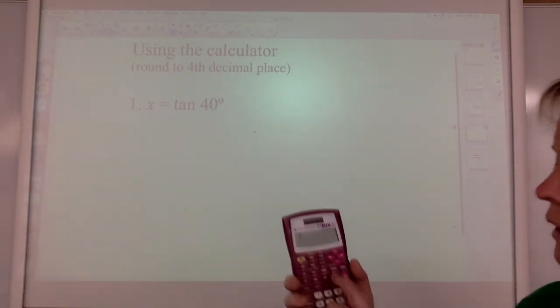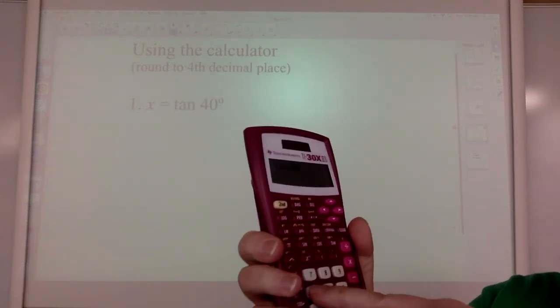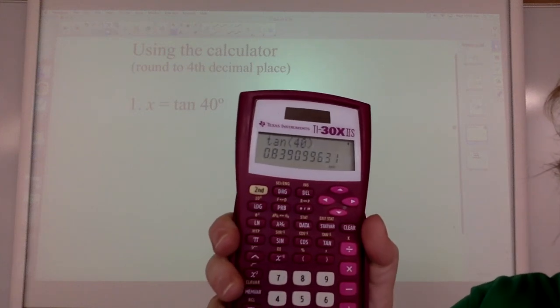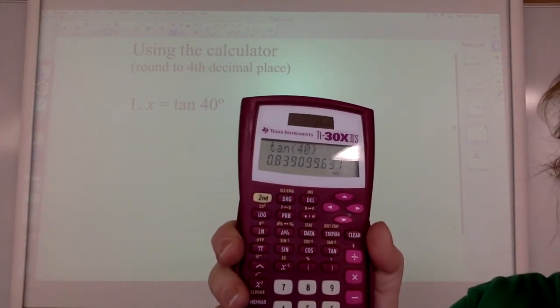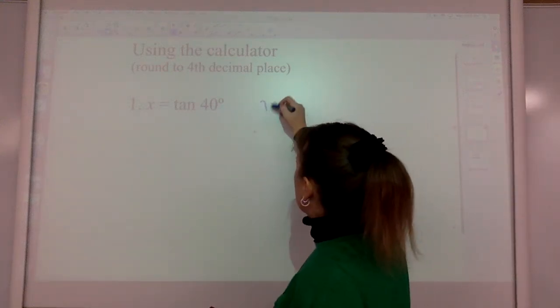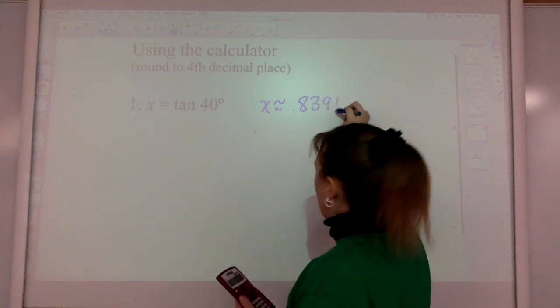So you're going to type in the tangent and notice it gives you a parenthesis again. Most calculators do. 40, right parentheses, equals. Tangent of 40 is 0.8391. So x is approximately 0.8391.